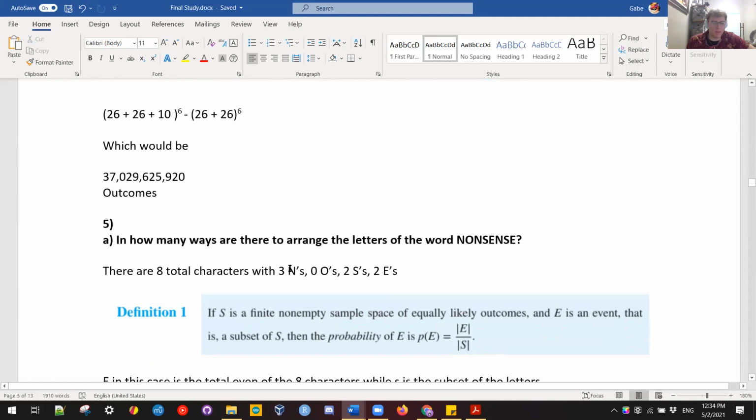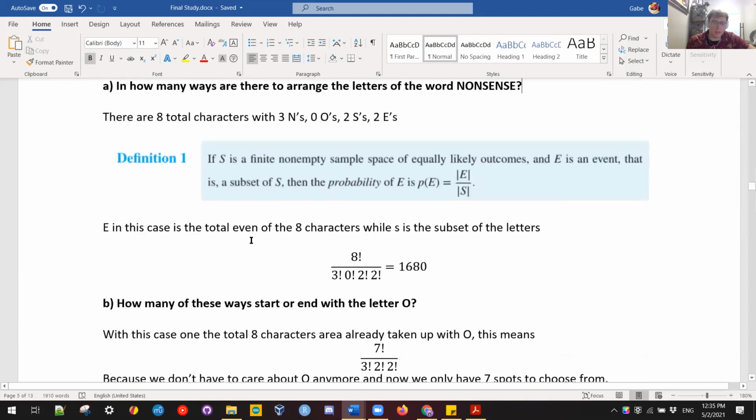And then for five, I had to go back in the book because I didn't remember this. Yeah, this one's weird. So how many letters can you rearrange in this word? And then I guess you have to use this one, I think. So it says the set of a non-empty sample space, equally likely, E is the event, and S is the subset. So N is a subset, and then O is a subset, and then S is a subset.